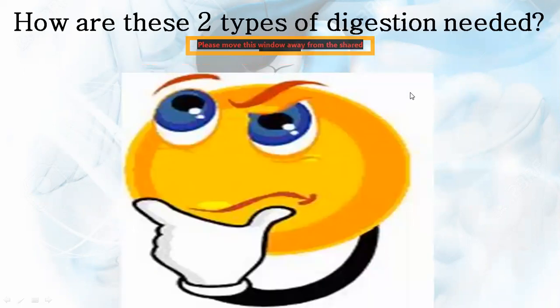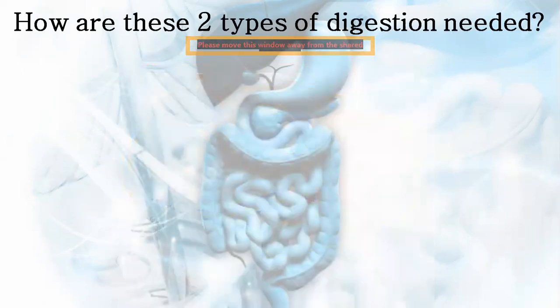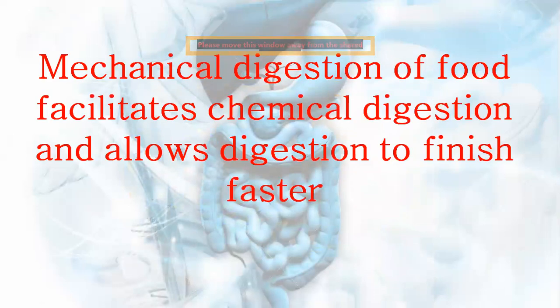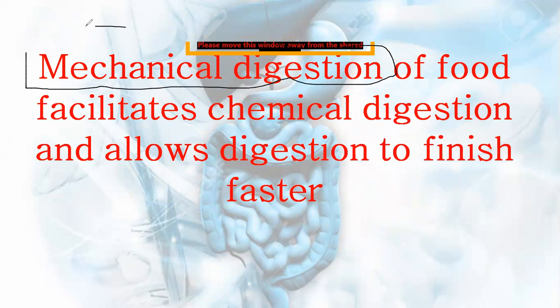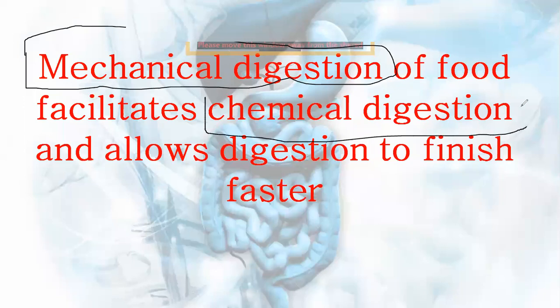Here, chemical digestion and mechanical, both of them are needed. How? We said that the mechanical digestion cuts the food into smaller pieces. So in order to digest the food, it should be cut into smaller pieces. So mechanical digestion, what does it do? It facilitates the chemical. What does this mean? This means that it will help the chemical digestion. So mechanical cutting the food into smaller pieces will make the digestion easier by the help of the enzyme, which is the chemical digestion.